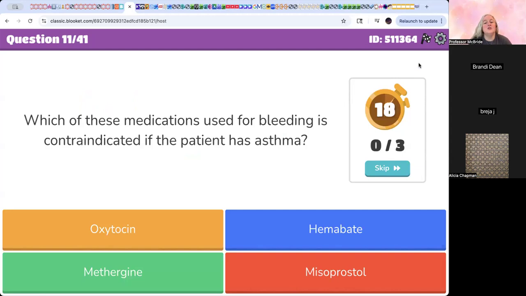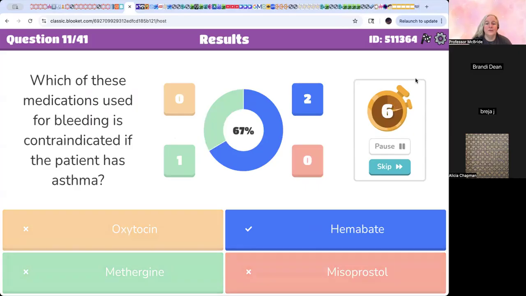Which of these medications used for bleeding is contraindicated in a patient with asthma? Yep. Okay, Hemabate is contraindicated with asthma. Methotrexate is contraindicated with hypertension, high blood pressure. Yep.